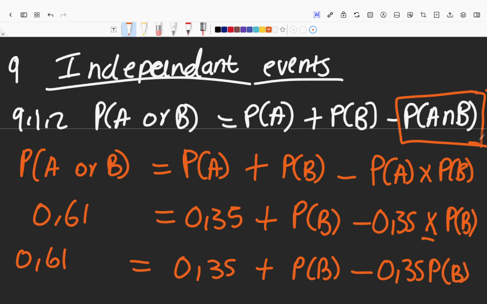Did I say it correctly? No, let me just go back again. You're going to say 0.35, negative 0.35 multiplied by the probability of B. Take this probability of B as X. You're done. If you take it like that, you're done.